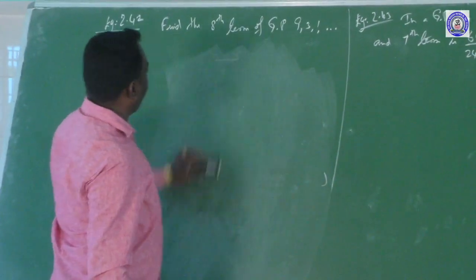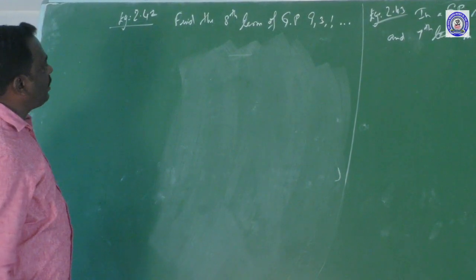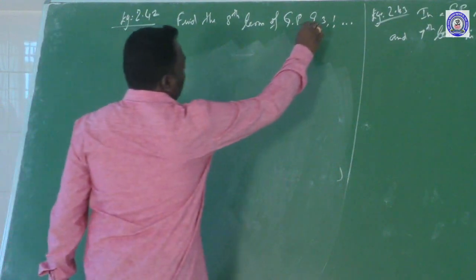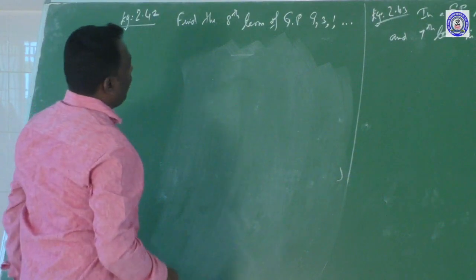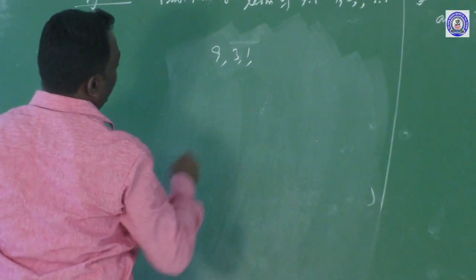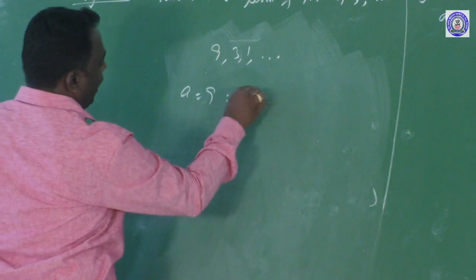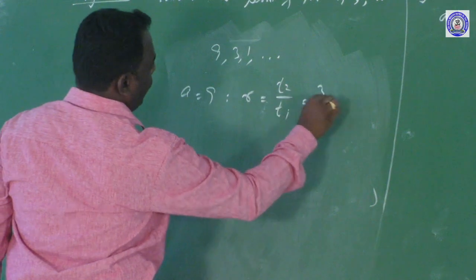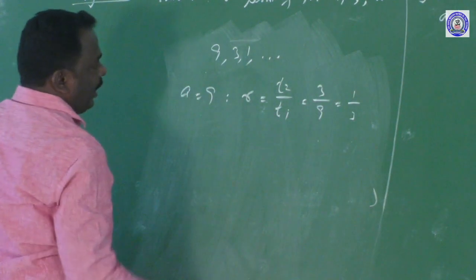Now let us see the first sum, example number 2.42. Find the 8th term of the GP 9, 3, 1, etc. Therefore the first term is 9, the second term is 3, the third term is 1. Here the first term is A equal to 9, and the common ratio is the second term divided by the first term, that is 3 by 9, which is 1 by 3. It is called the common ratio.